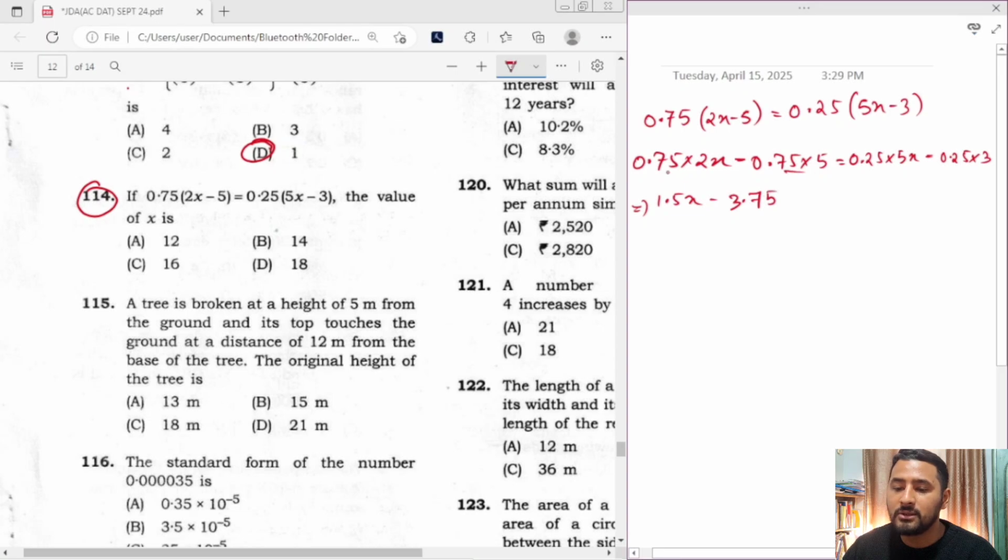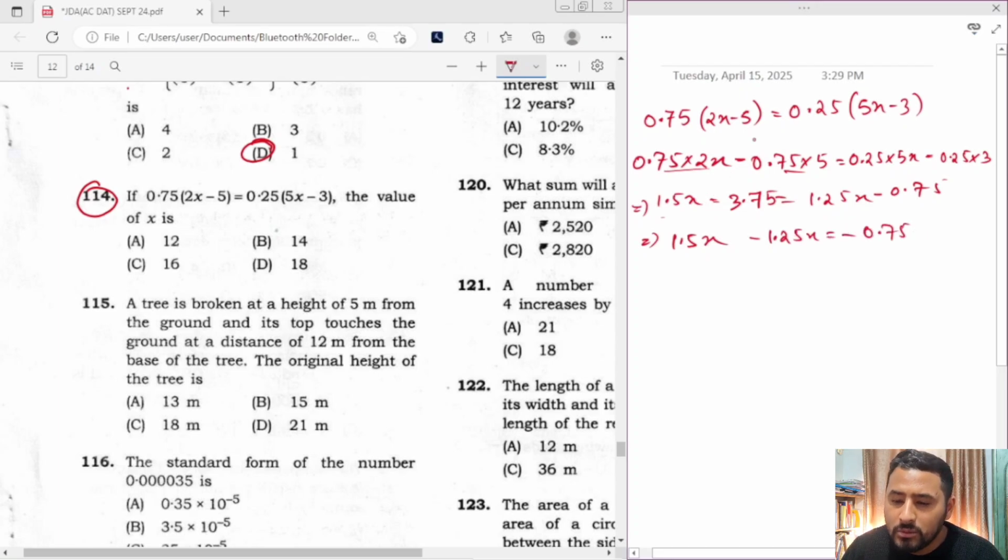3.75. When you solve this, you're getting this one. Don't be confused. 0.25 into 5 should get 1.25 of x equal to 0.25 into 3s minus, sorry, not equal to, this should be minus 0.75. So now bring x to one side and the constant number to the other side.